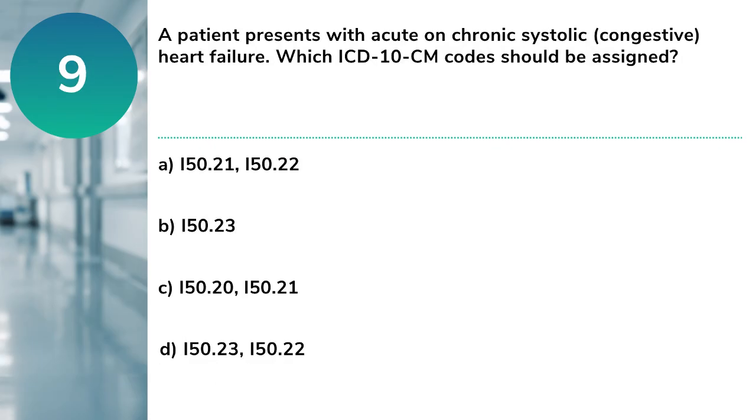Question 9. A patient presents with acute on chronic systolic congestive heart failure. Which ICD-10-CM code should be assigned? A. I50.21, I50.22. B. I50.23. C. I50.20, I50.21. D. I50.23, I50.22.